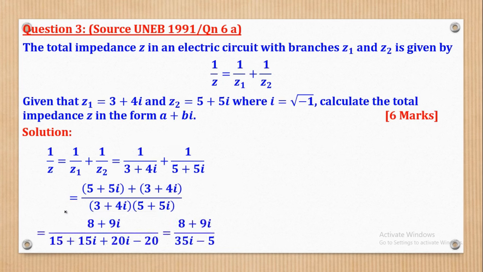Now next is to collect like terms in the numerator. This plus this is 8, this plus this is 9i. Then for the denominator, you open brackets, so you multiply. So when I multiply this by this, I'll come up with the whole of this. And next is to simplify. So collect like terms, this and this gives you negative 5, and this with this gives you positive 35i.